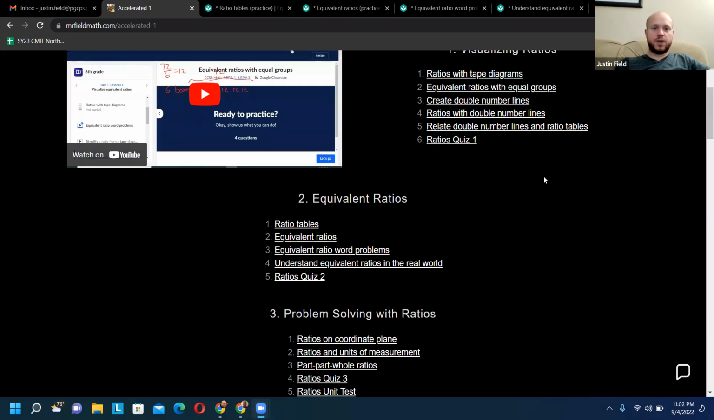All right, accelerated one. We are doing equivalent ratios. So we got ratio tables, equivalent ratio word problems, understanding equivalent ratios in the real world. It's going to be great. But before we start, I have to show you what I just showed 6th grade math, and that is cross multiplication. So this will serve us well over the course of ratios, and anytime we have a fraction equal to a fraction, we can use this strategy.